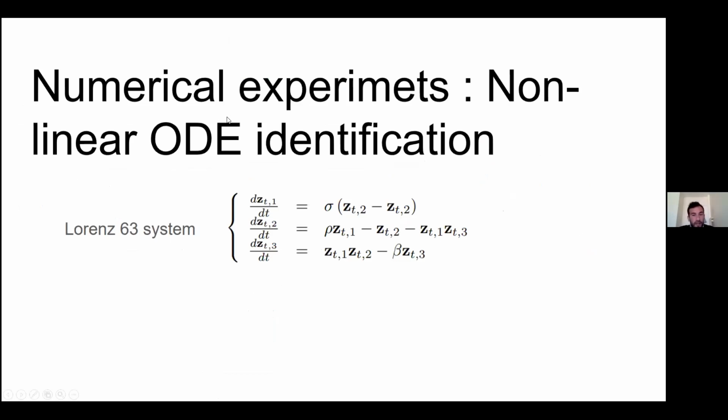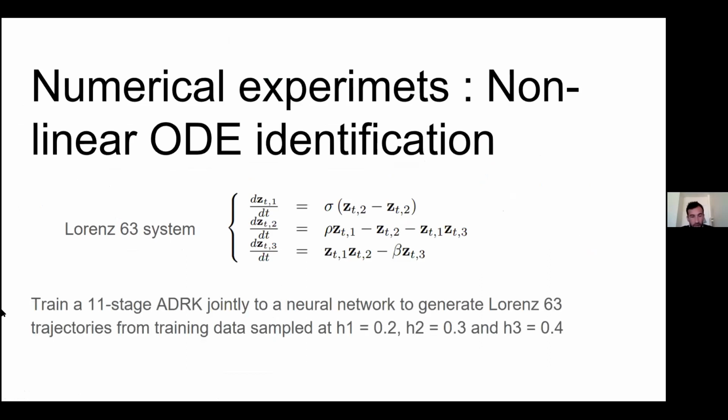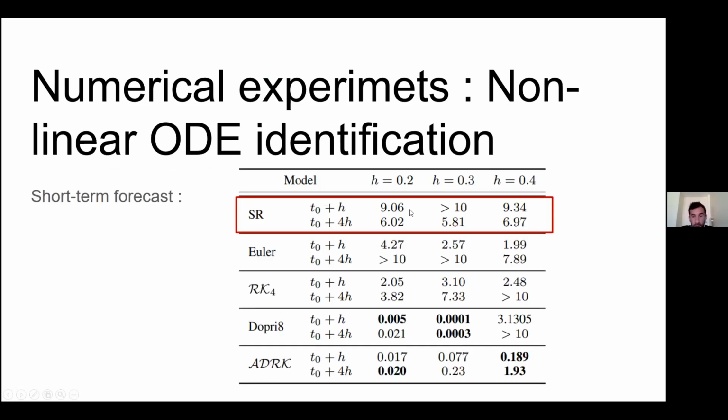Yeah, okay. The second case study is regarding the identification of nonlinear dynamics using this framework. Also with the Lorenz 63 system, what we want to train now is an 11-stage Runge-Kutta scheme, trained jointly with a neural network, to generate Lorenz 63 data coming from data sampled at 0.2, 0.3, and 0.4.